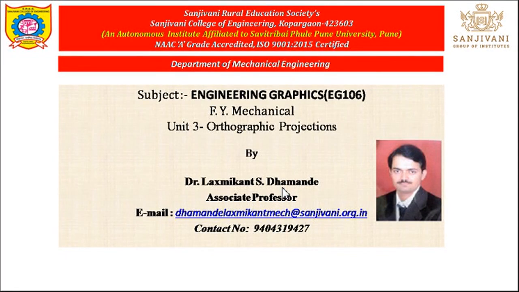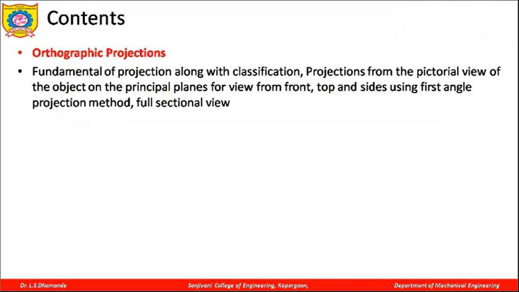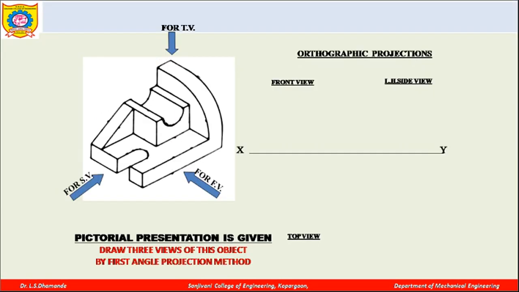Welcome to the course on engineering graphics, unit number 3, orthographic projections. In this presentation we are going to see how we can draw the orthographic projection of an object when the three-dimensional diagram of that object is available with us. Here you can see we have been asked to draw the front view, top view and side view of this object by using the first angle method of projection.